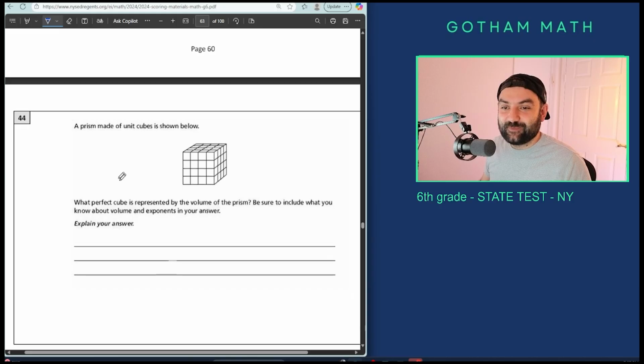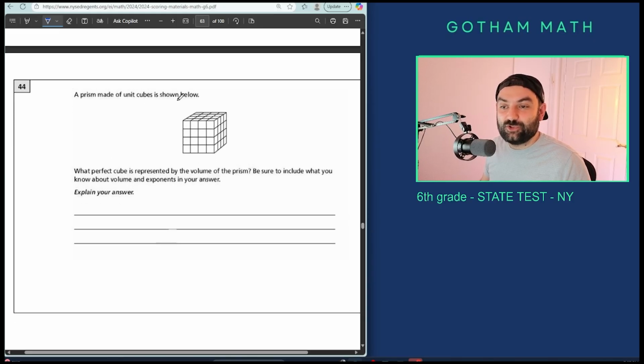All right, so let's see. A prism made of unit cubes is shown below. What perfect cube is represented by the volume of the prism?